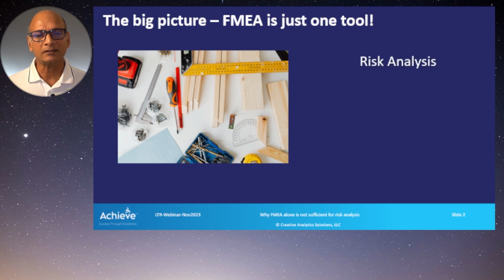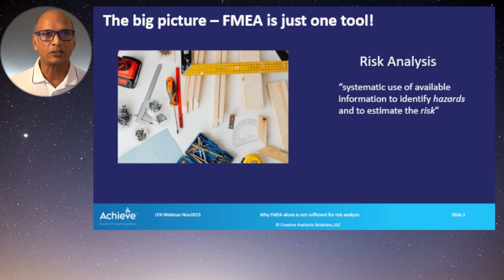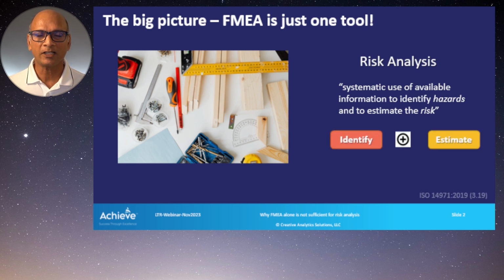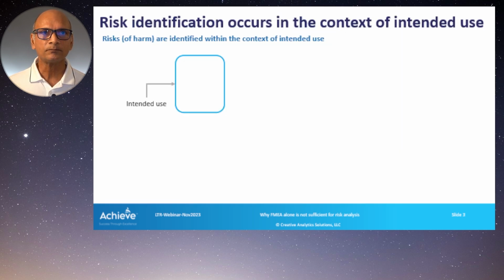So what is risk analysis? According to ISO 14971, it is a systematic use of available information to identify hazards and to estimate the risk. So it has two components: identification of the hazards and estimation of risk. Nowhere in this definition of risk analysis does it say that you have to do an FMEA. Risk analysis is all about identification of hazards and the estimation of the risk associated with those hazards.